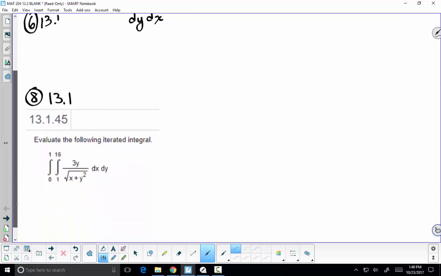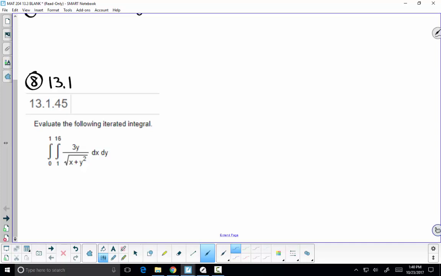All right, let's come down here. So this one says evaluate, and this one has the x on the inside here. Now, I didn't look at the whole problem, but if I saw that problem right there, that's not the order I'd do it in. Because I see that the derivative of what's inside the square root is 2y, and in the numerator there's a y. So I would definitely switch it and do dy first, because substituting u equals x plus y squared, then du would be 2y dy. That will catch the numerator right off the bat.